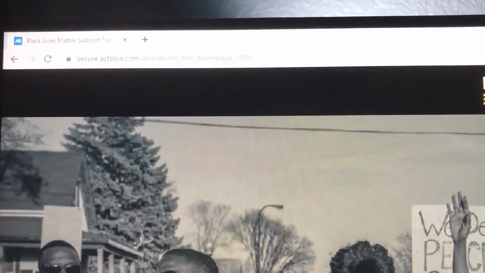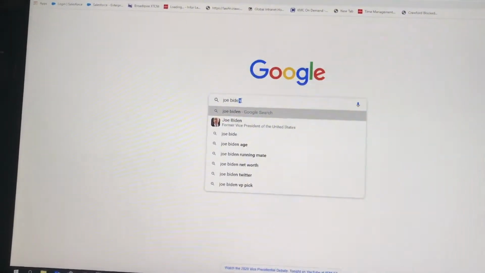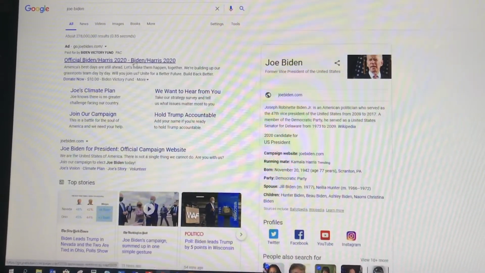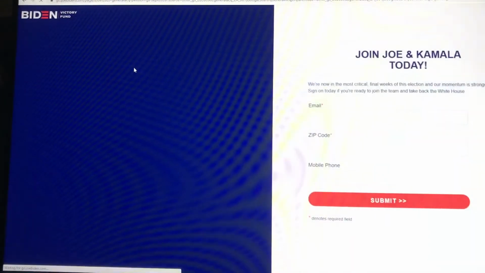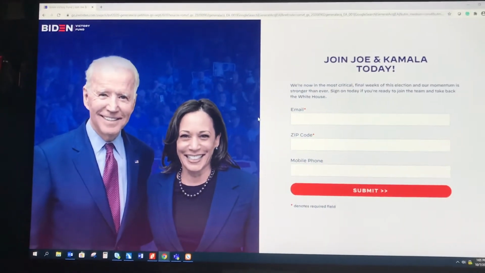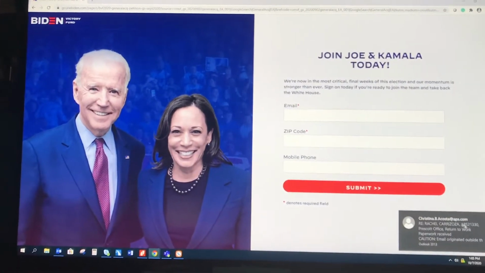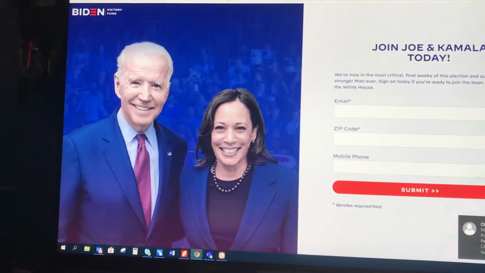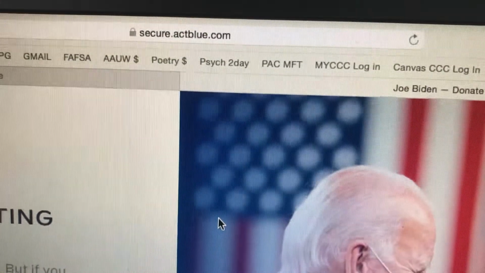So let's do the same thing and go to Joe Biden's website, right? So you guys know Joe Biden's a Democratic person running for president. When you click on it, go to his website, and you go to Joe Biden, Kamala Harris. And so they also have, to be able to get into their website here. So you're going to have to type in your information. But the crazy part is when you go to their website and you're going to donate, guess what? It's also going to take you to actblue.